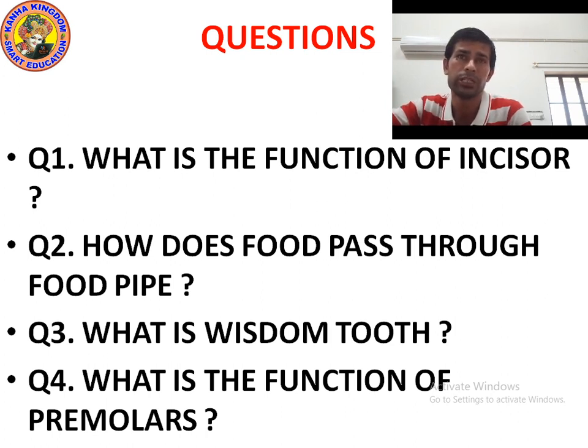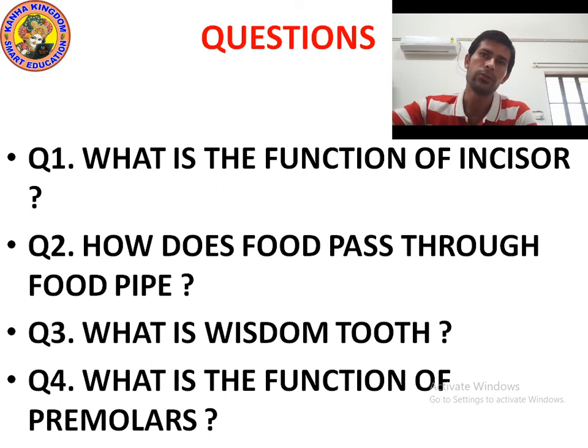Okay. Question number 3. What are wisdom teeth? Yes, who will tell me about wisdom teeth? There are a total of 4 wisdom teeth. Wisdom teeth are molar teeth that grow usually between the ages of 18 to 21.